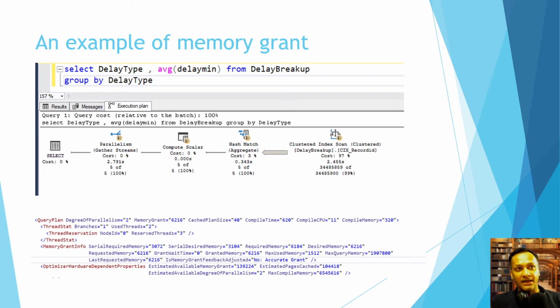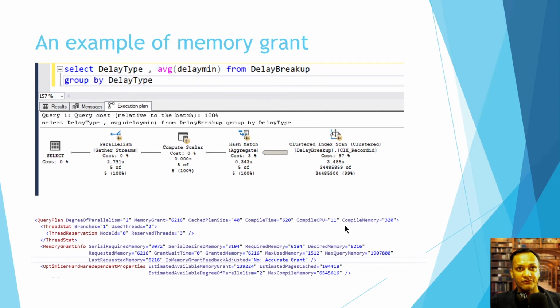So these are the high level entries that you need to keep in mind whenever you're executing a query. Just to recap, serial required memory is the bare minimum that a single threaded operation of this particular query will require. Serial desired memory is what it would ideally require in a single threaded operation. Required memory is basically the serial required memory multiplied by the degree of parallelism. Desired memory is pretty much serial desired memory multiplied by degree of parallelism. Last requested memory is, if this query was executed before, then it'll have the last requested memory, otherwise it's 0. And then you have the granted memory, which tells you how much memory was actually granted.